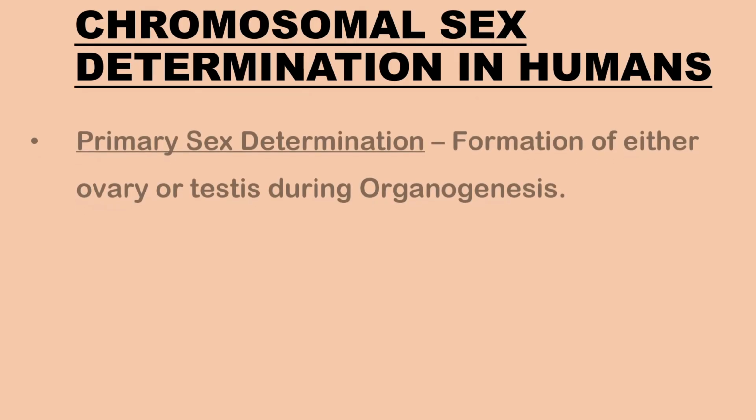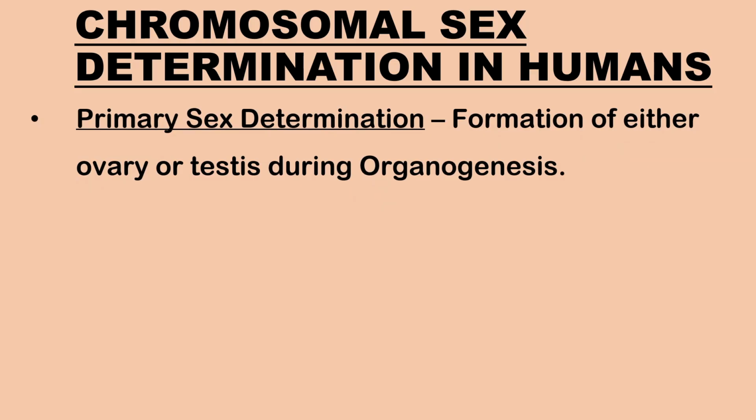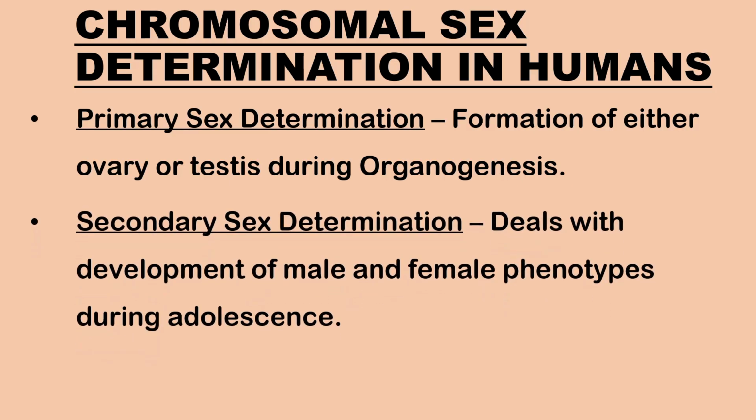Now, let us learn about chromosomal sex determination in humans. Primary sex determination is the determination of the gonads. It involves the formation of either an ovary or a testis, which occurs within the embryo during organogenesis. Secondary sex determination in humans deals with the development of male and female phenotypes due to the hormones secreted by the testes and ovaries during adolescence.